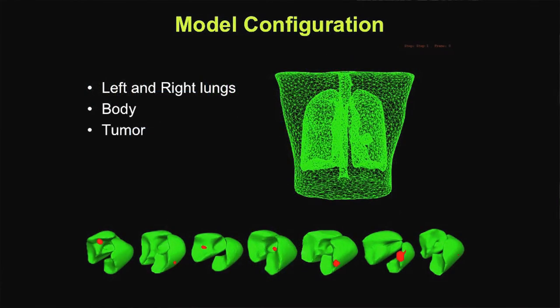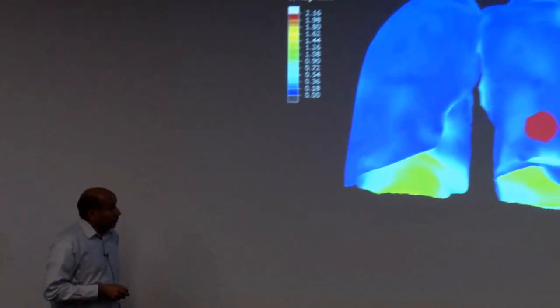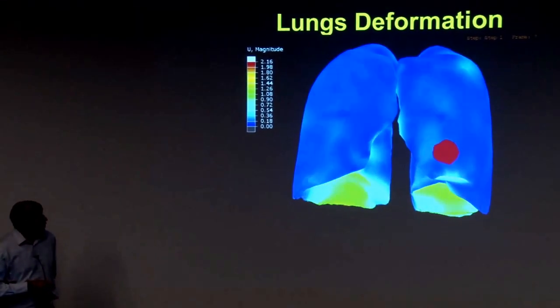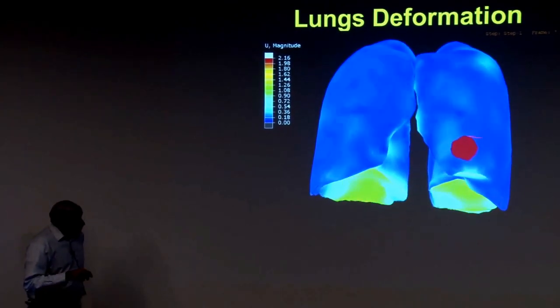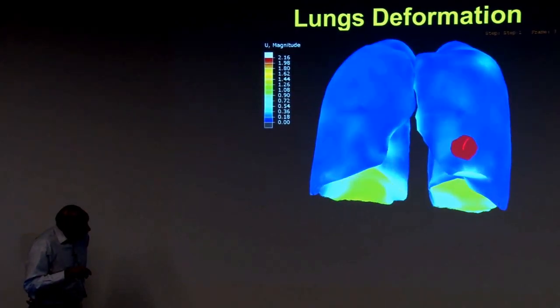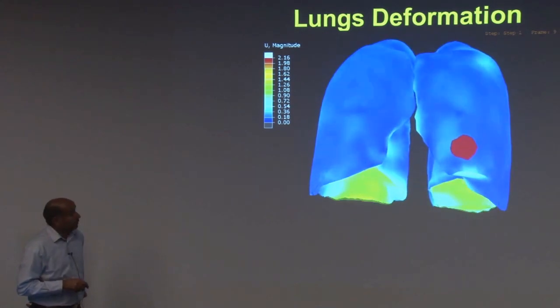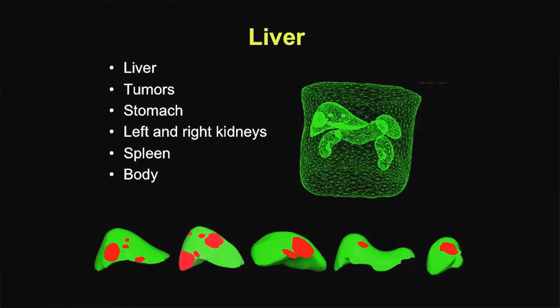Here we get, for example, a number of patients with a different location of the tumor, and we want to find where it is during breathing so that we can apply the radiotherapy to the right location. And we are very good at reducing the error by almost more than 40% in order to get the right location of the tumor. We applied it for lungs, we applied it for livers.